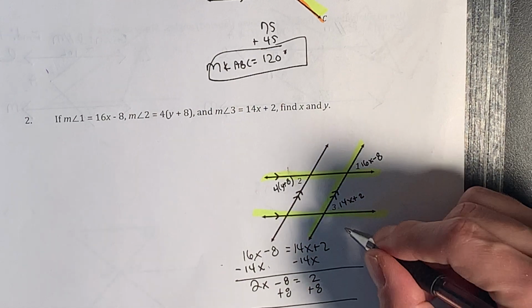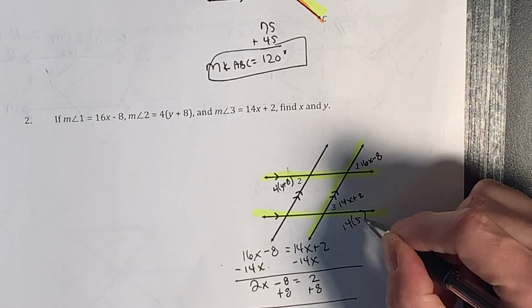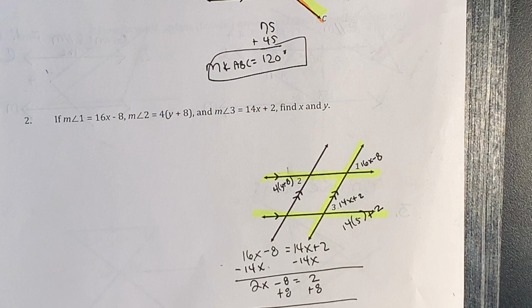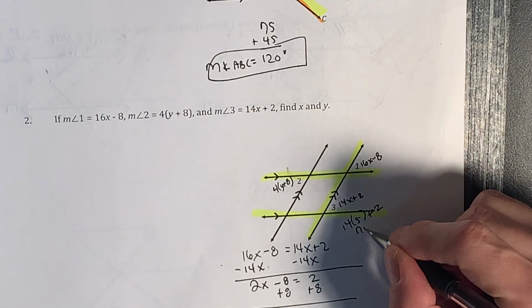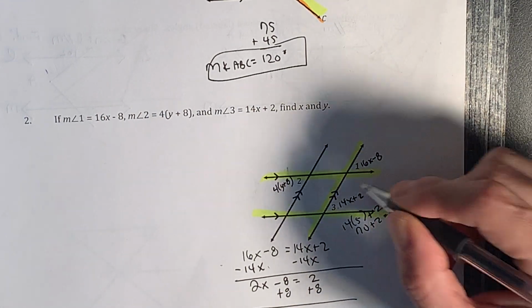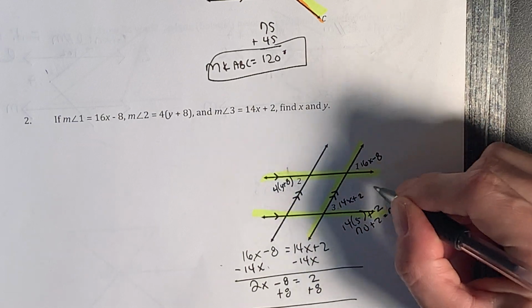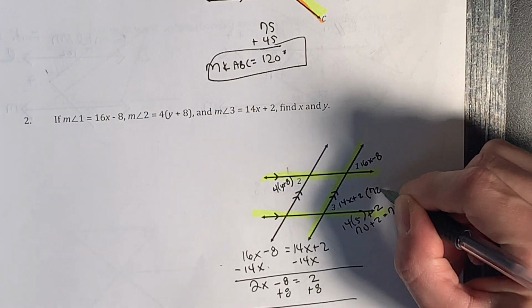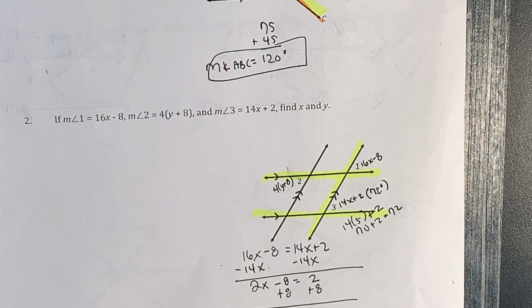So I'm going to start with 14x plus 2. So 14 times 5 plus 2. 14 times 5 is 70, plus 2 equals 72. So this angle 3 right here is 72 degrees. Now, how can that help us?